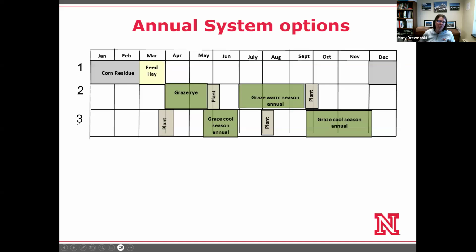So what we're going to do is bring in field 3 here. We're going to plant a cool season like oats. We're going to graze those oats in late May through June. And then when we switch over to this warm season, we're going to go ahead and plant, in this case, a cool season in August that we're going to then graze in the early fall here. Now you could plant in early July here, a warm season, and graze that in the late fall as well. So you have many, many options.